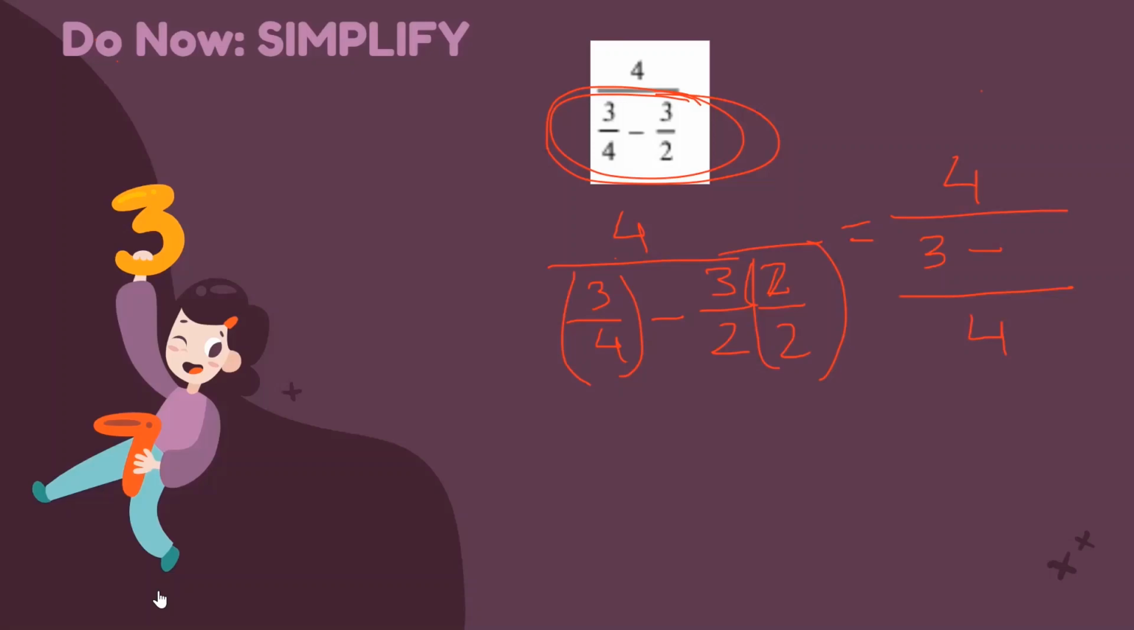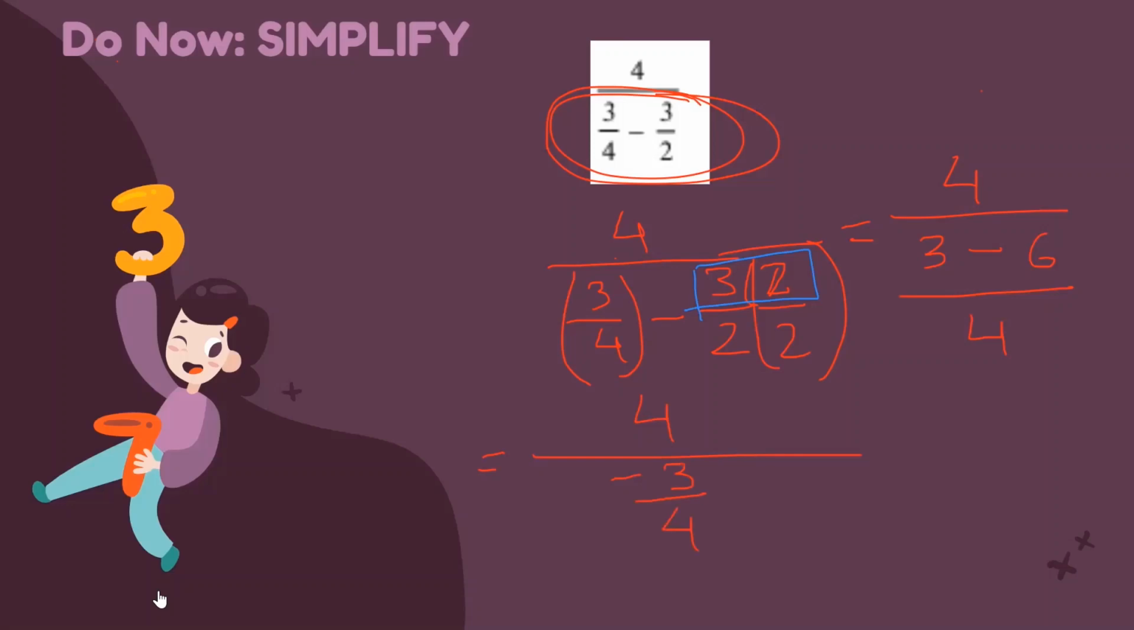So when you do that, you bring down 3, and then in here you multiply across, and then you have 3 times 2 is 6. So then you simplify the bottom again. 4 over 3 minus 6 is actually -3, and you have the 4.